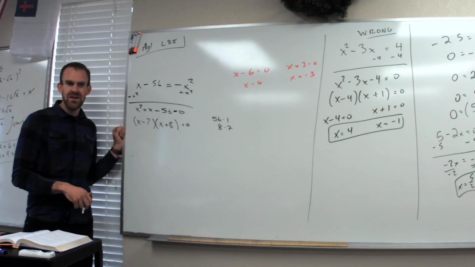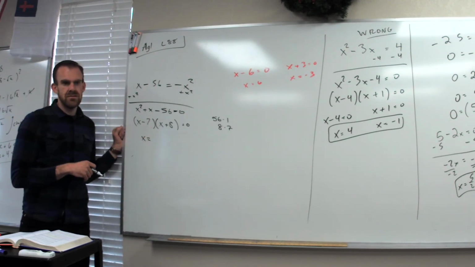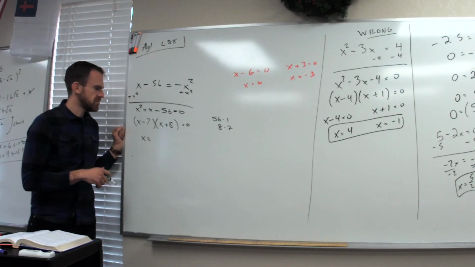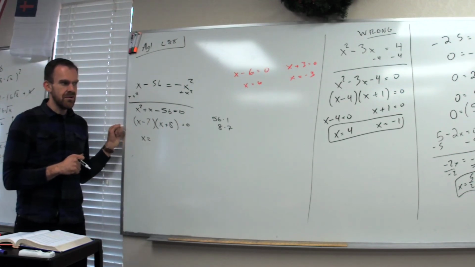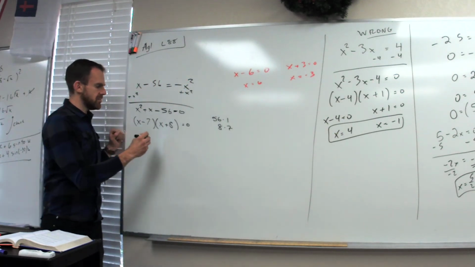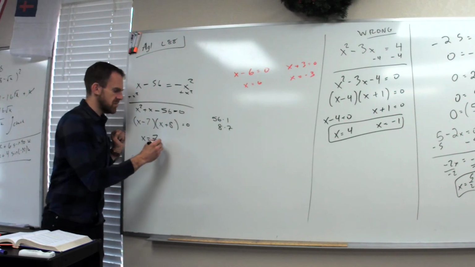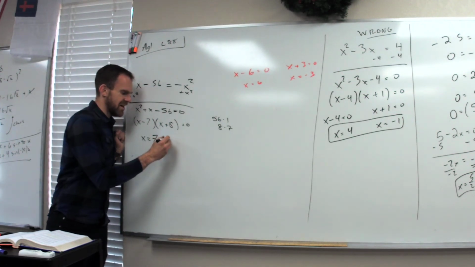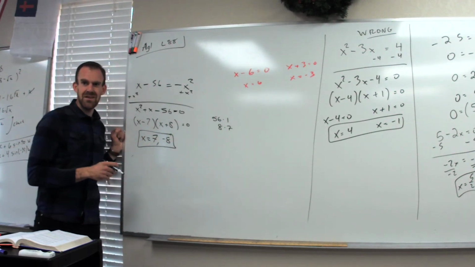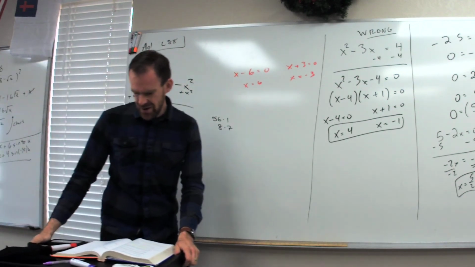All right, what's the answer? First answer? Notice here how it's always the opposite of that number. So it would be x equals 7 and -8. Both of you did that at once. That was pretty cool.